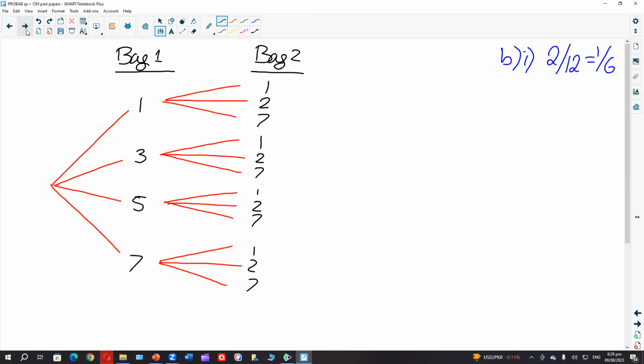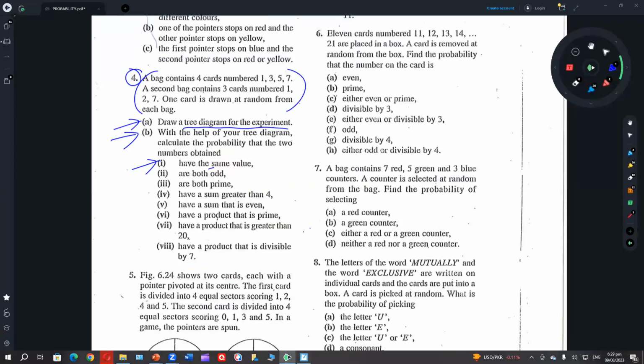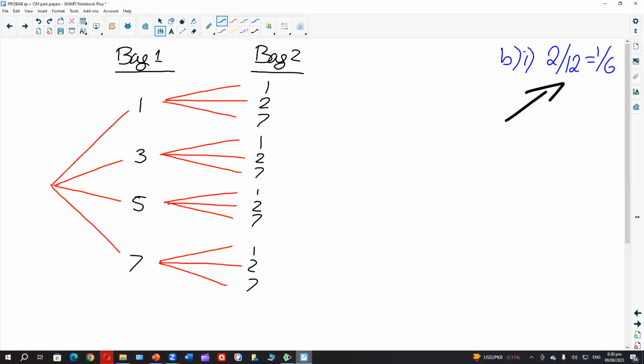So now look at the probability. B part 1 calculation. 2 over 12 equals 1 over 6. What is 12? The total number of outcomes. And what is 2? 2 is the number of ways of getting the same number on both bags. Good. Now update your screen. Update your answer.